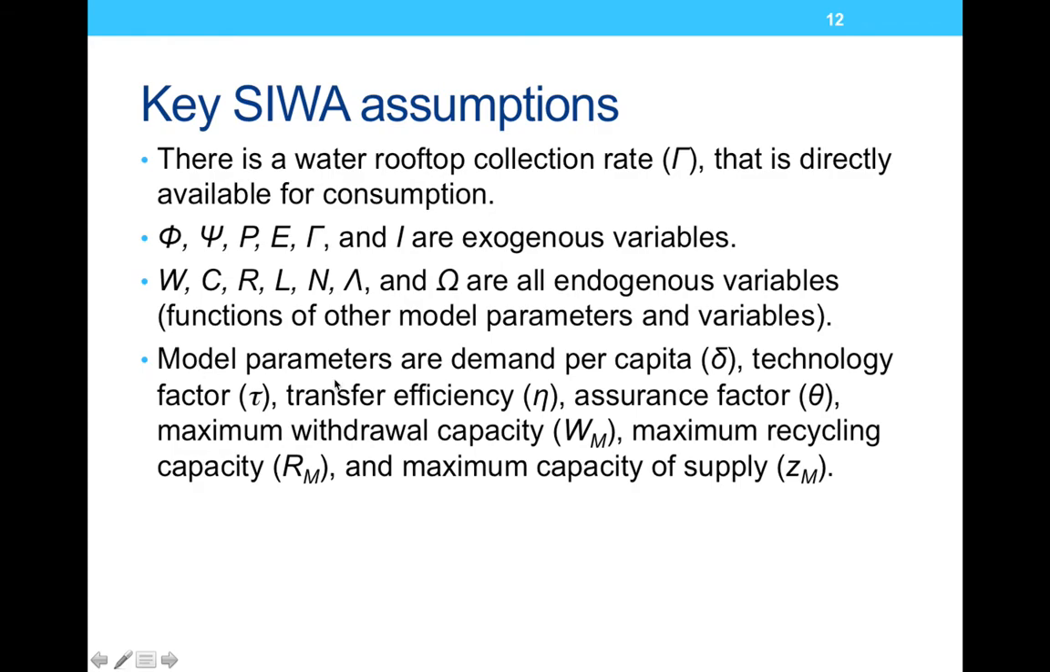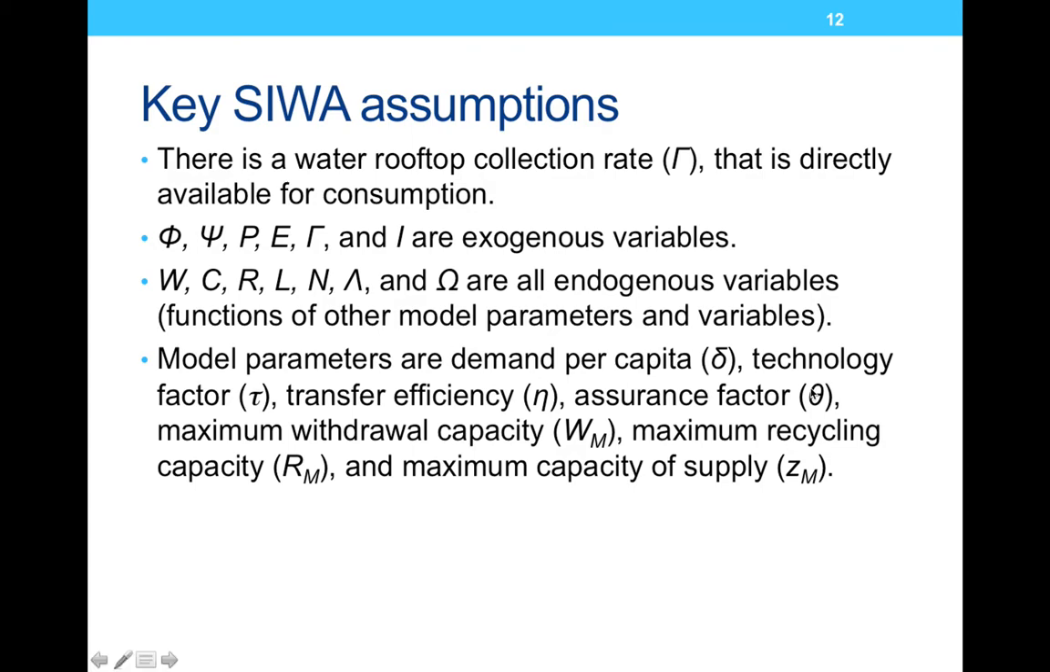The model parameters are as follows. We're going to go through each of these in a minute, but I wanted to call them out. There's a demand per capita, and this is the amount of water for which each individual creates a demand. There's a technology factor, tau, that is used to differentiate between more efficient and less efficient technologies to make use of water. There's a transfer efficiency, which is a measure of leakage in the system. So more efficiency means less leakage and vice versa, and we'll talk a little bit about that.